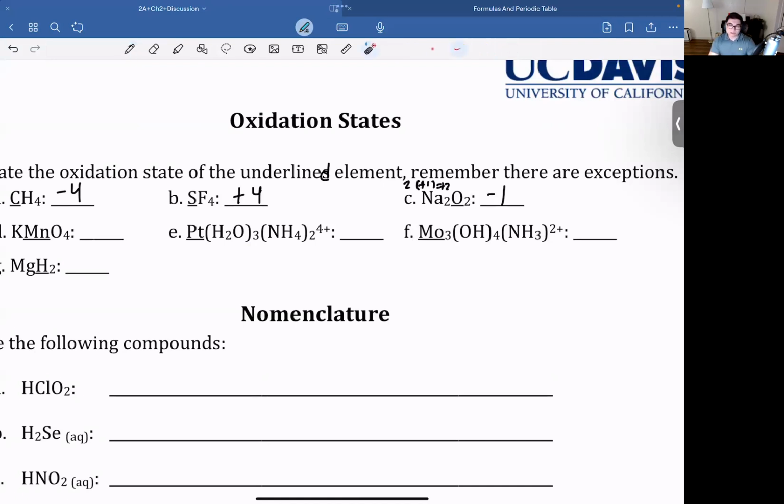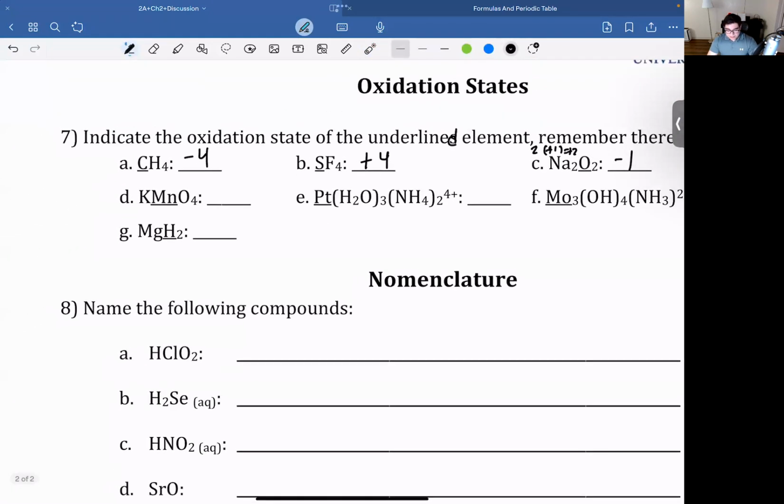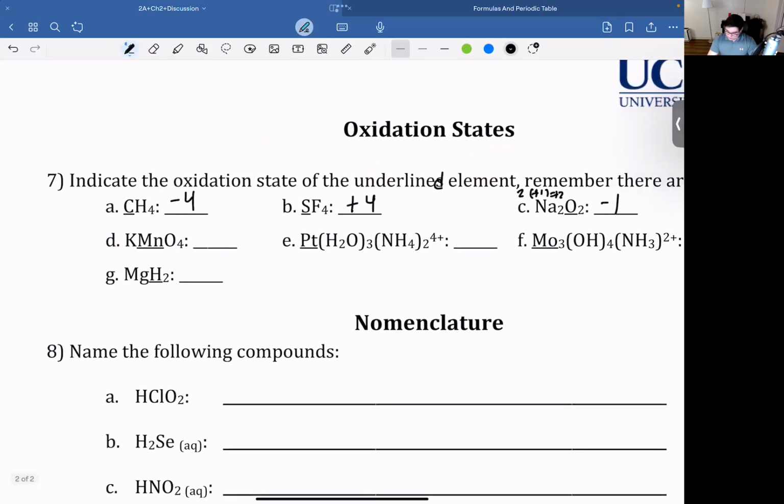Again, if you prefer to think of it in terms of an equation, you can say +2 plus 2x, where x is the charge of oxygen, is equal to 0. Then you can just solve for x. x becomes -1.